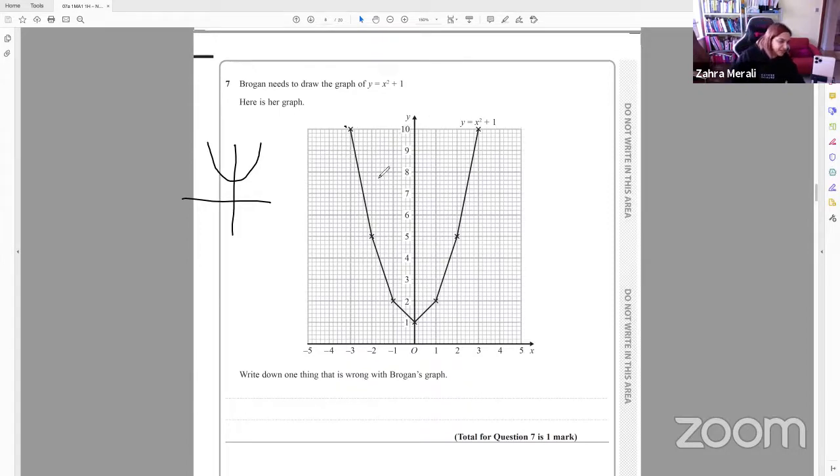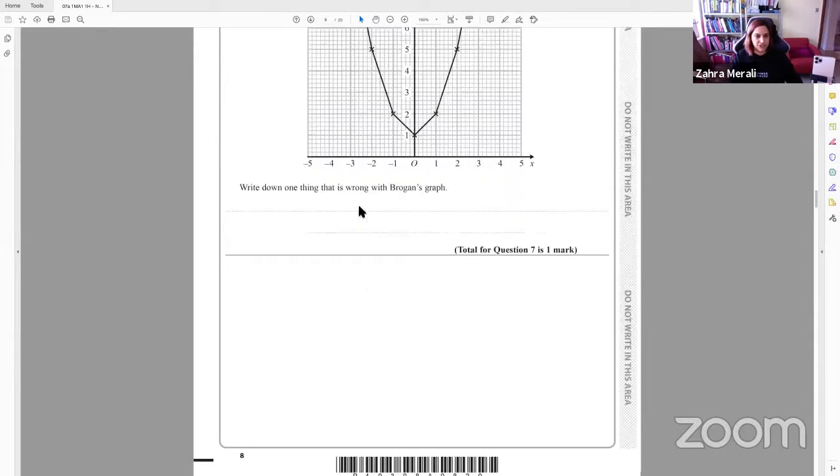No, this isn't foundation, this is a higher paper, but the first few questions that we're doing should be relevant on a foundation paper as well. Right, so question 8.